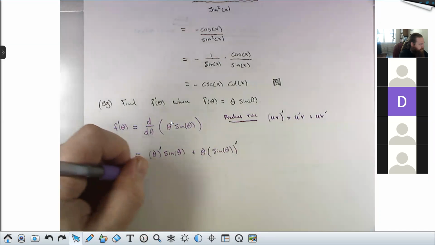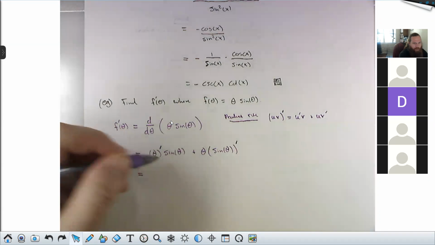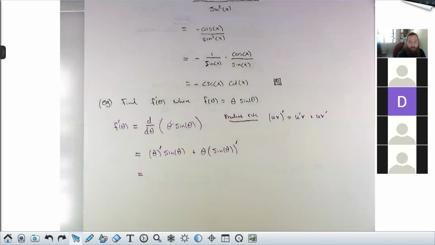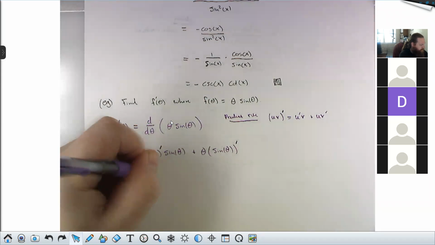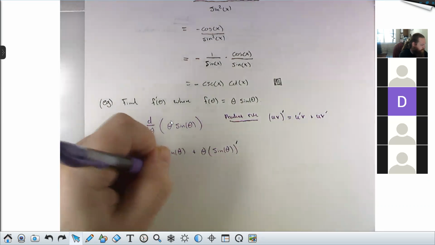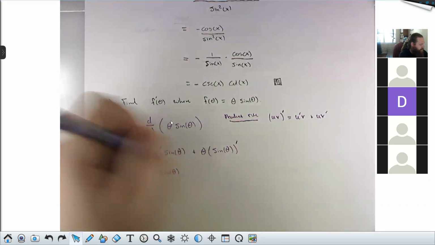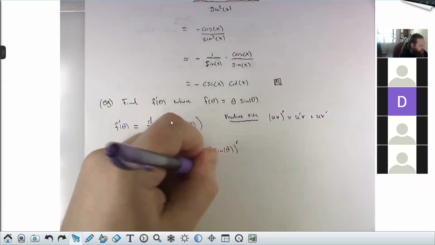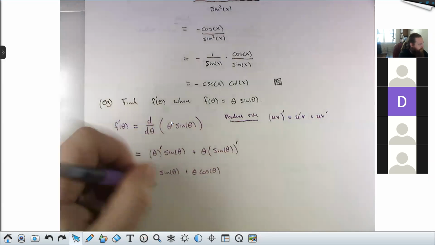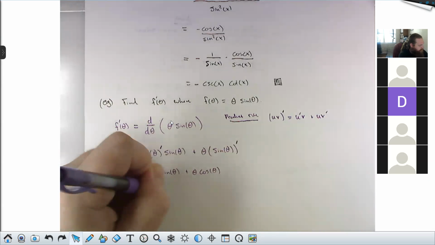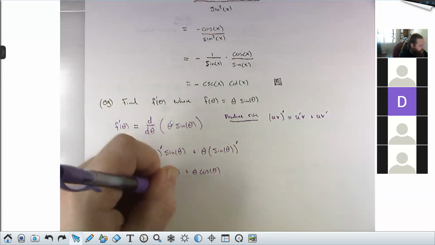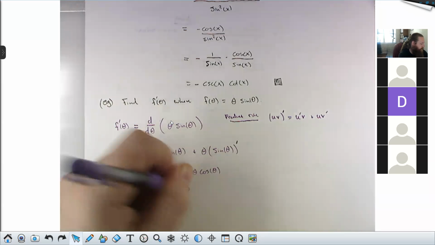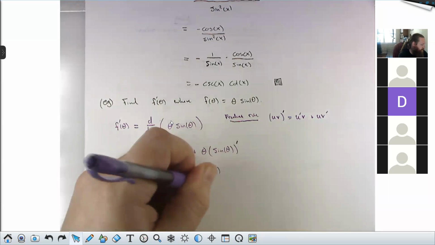The derivative of theta, remember theta is playing the same role here that x usually plays. Don't be intimidated by the different variable we're using. The derivative of theta is 1. And then sine theta is sine theta plus theta times the derivative of sine theta is cos theta. So that's it. This is sine theta plus theta cos theta.